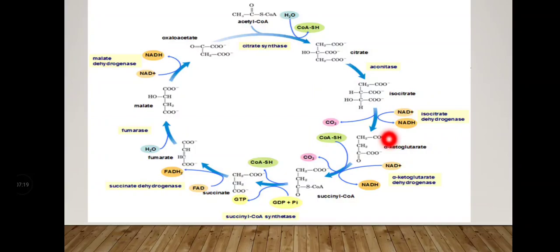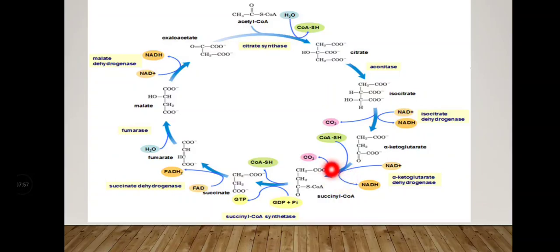Then alpha ketoglutarate is converted to succinyl-CoA by alpha ketoglutarate dehydrogenase. It also uses NAD plus to give off NADH, and it also uses up coenzyme A and gives off carbon dioxide. Now you have from alpha ketoglutarate to succinyl-CoA. This CoA has come from the coenzyme A that was fed into this reaction, so it has also used up NAD plus to give off NADH.